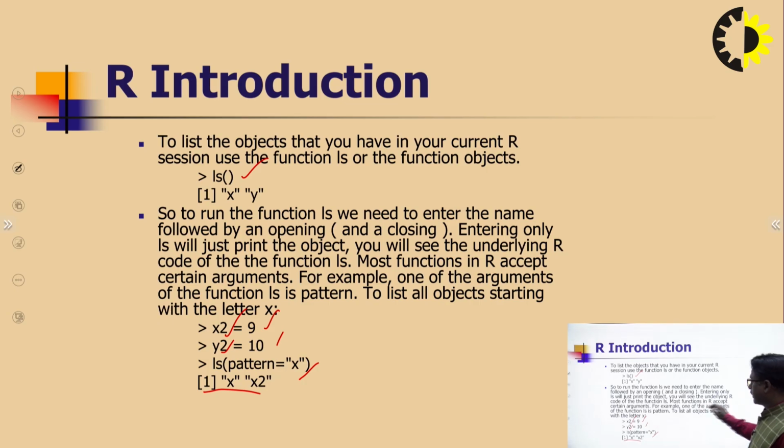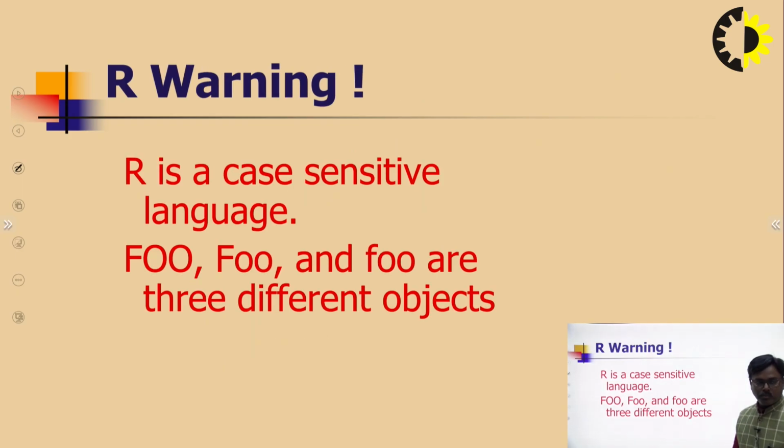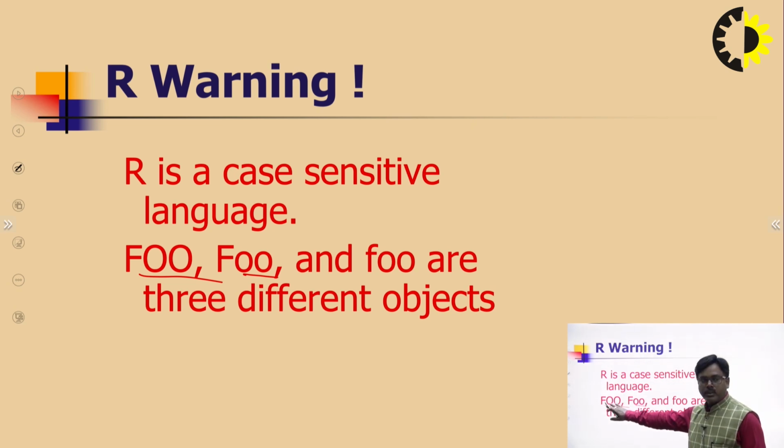Most functions of R accept certain arguments. One of the arguments of the function ls is pattern. So this is accepting the arguments. Now if you assign a value to an object that already exists, the contents of the object will be overwritten with the new value. Now we will move on. R is case sensitive. We have already talked about and given examples that different objects can be represented differently. Pronounced the same, but both are different objects.